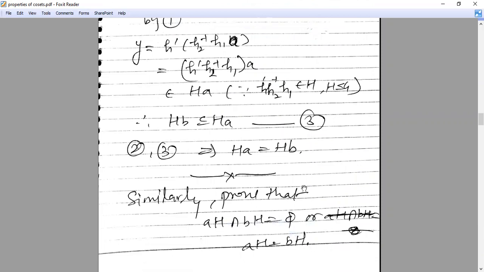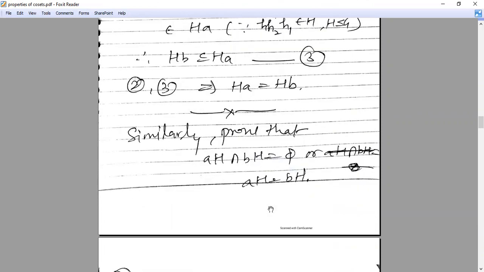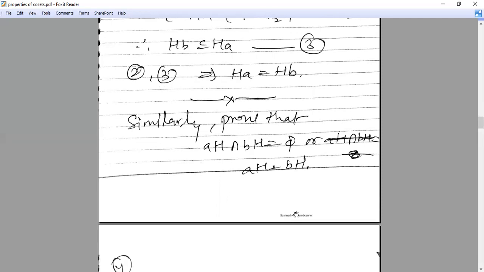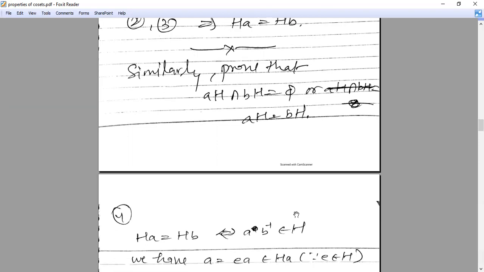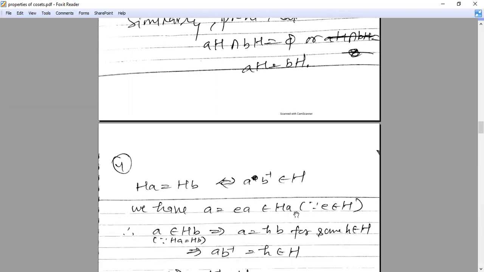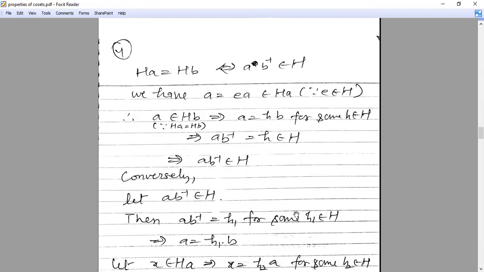Similarly, you can prove the same result for left cosets. If you take two left cosets aH and bH, then either aH intersection bH is equal to the empty set or aH is equal to bH. So whenever you are trying some example related to cosets, you are finding some cosets, you can observe this property that two cosets may be equal, or there may be the case when there is nothing common between the cosets. So that was one of the important properties of cosets.